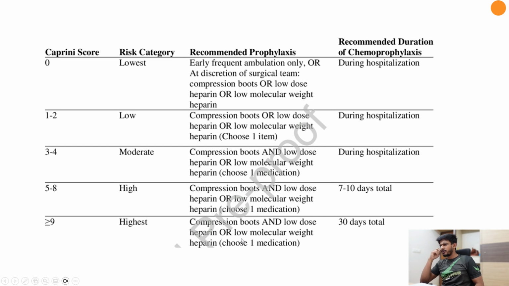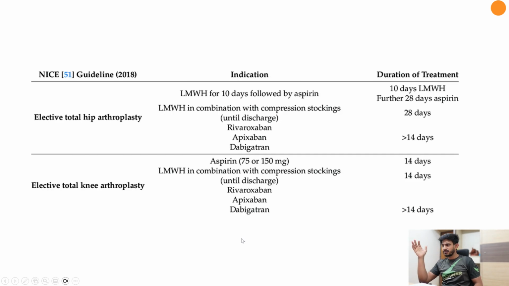So what are some ideal guidelines to follow? In our institution, we follow a certain set of guidelines, but these are the NICE guidelines, and this is what is used in the United Kingdom. And so after elective total hip arthroplasties, as you can see, they give low molecular weight heparin for 10 days, followed by aspirin. So 10 days of low molecular weight heparin, followed by 28 days of aspirin. So total of around 38 days of treatment.